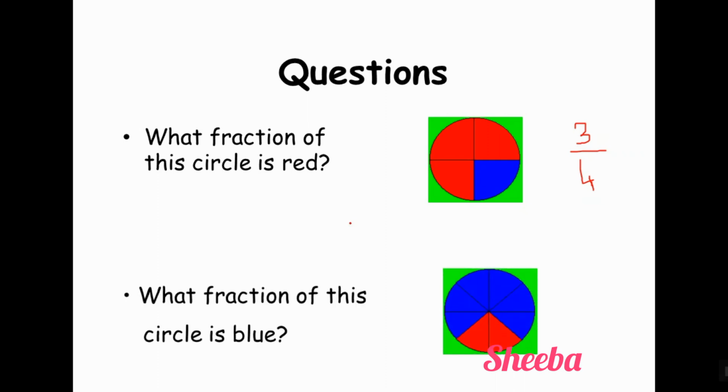What fraction of this circle is blue? 1, 2, 3, 4, 5, 6, 7, 8 parts. And out of that, 1, 2, 3, 4, 5, 6 parts are blue. So the fraction for the blue part is 6/8.